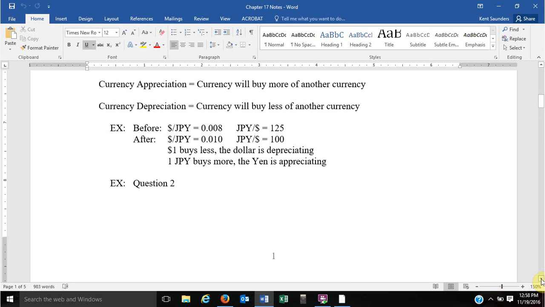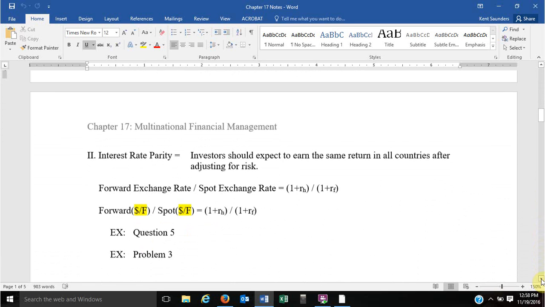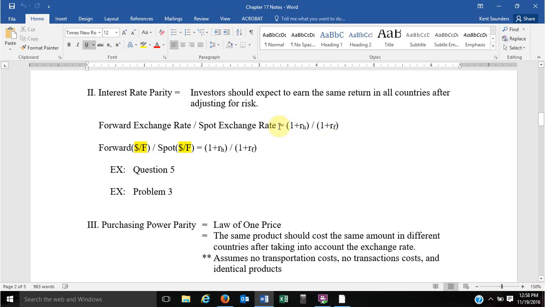So as we flip the page to page 2 of our notes, here's the second big topic. Both of these second and third topics are sort of economic identities that we want to be aware of. The first being interest rate parity. According to interest rate parity, investors should earn the same return in all countries after adjusting for risk. So if two countries are equally risky, you should earn the same rate of return in each country, regardless of where you make your investment.